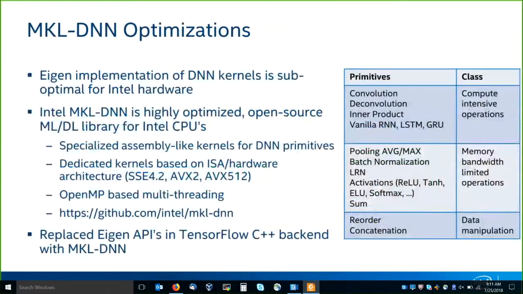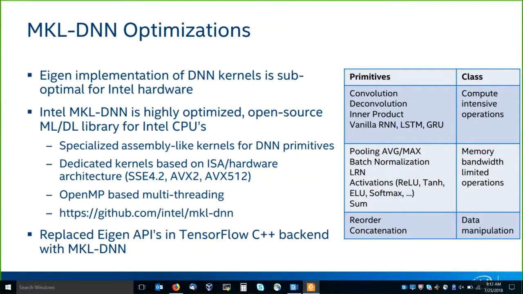As people in the HPC community may already be familiar, MKL is a widely used math library for acceleration of numerical linear algebra functions for the good part of the last 15-20 years. We extended that library to also have specific APIs targeted at optimizing the deep neural network functions used in most machine learning applications. This library has specialized, almost assembly-like kernels for the DNN primitives. I have listed some of the primitives here and classified them by whether they are compute intensive or memory intensive.